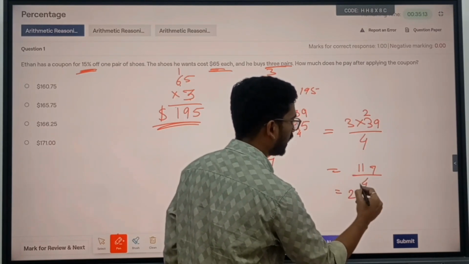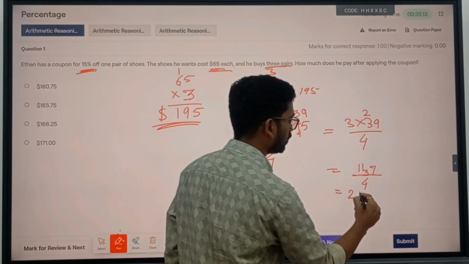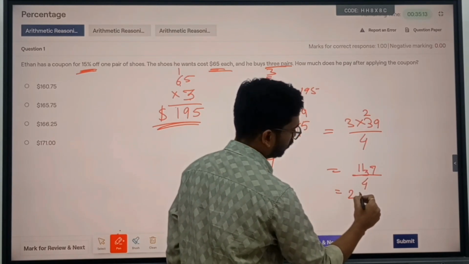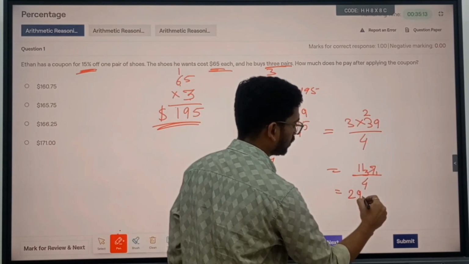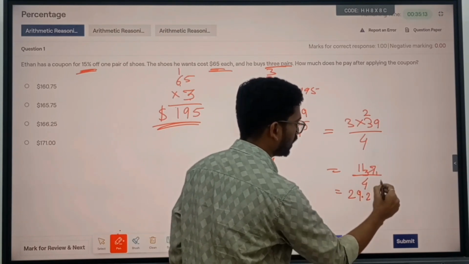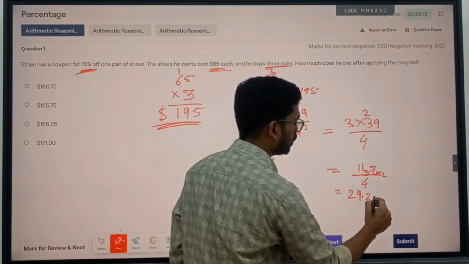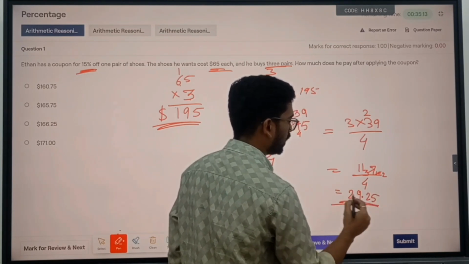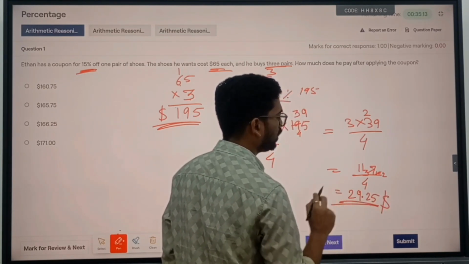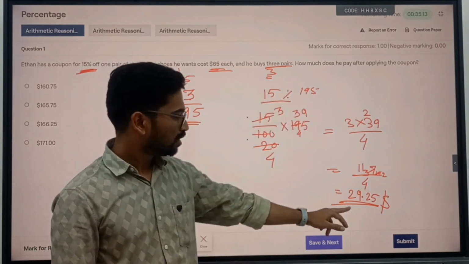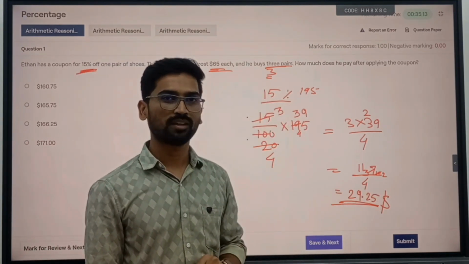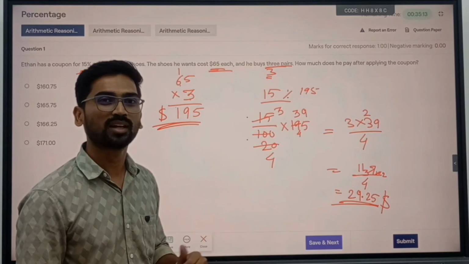4 2s are 8, balance 3. 4 9s are 36, balance 1. Decimal point. 4 2s are 8, balance 2, and 4 5s are 20. So 29.25 is the answer. So 15% of 195 is 29.25. Now this is nothing but the discount.